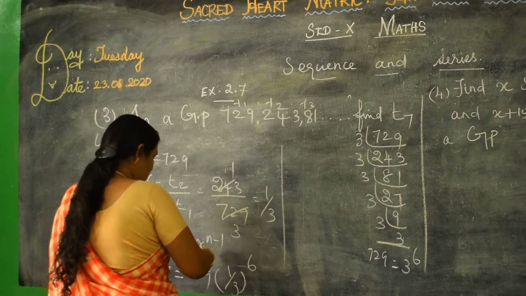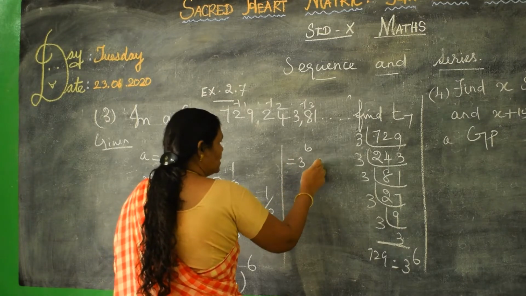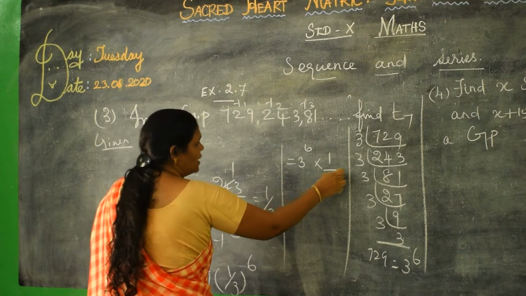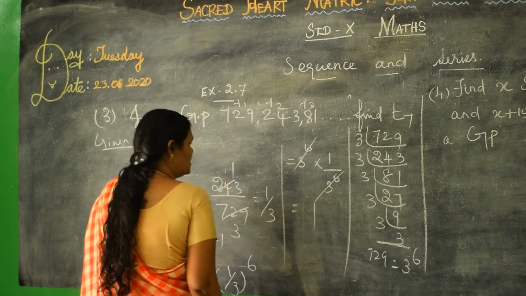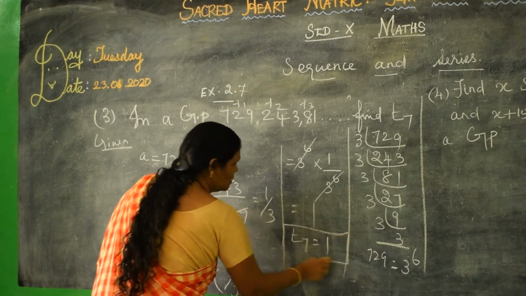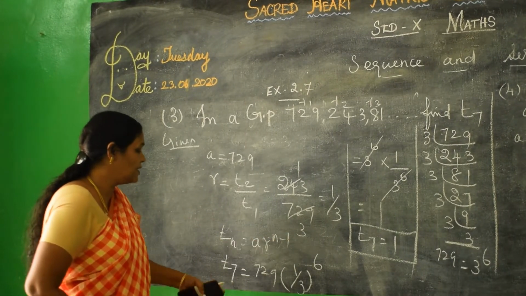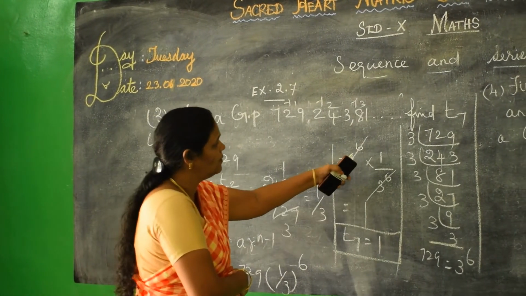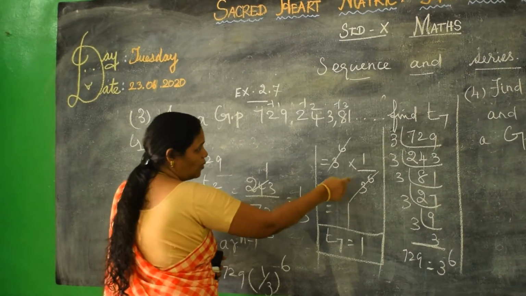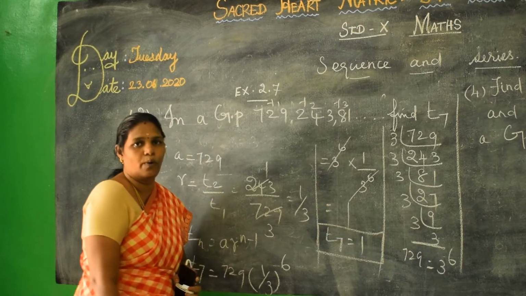So instead of the 729, I write 3 power 6 into 1 by 3 power 6. Isn't it, children? And both get cancelled, and the answer is 1. So T7 is equal to 1. Do you understand how I got this answer? Here I have factorized the 729 and got 3 power 6, and here also we have 3 power 6, so both get cancelled. So your answer is 1. The 7th term is 1.